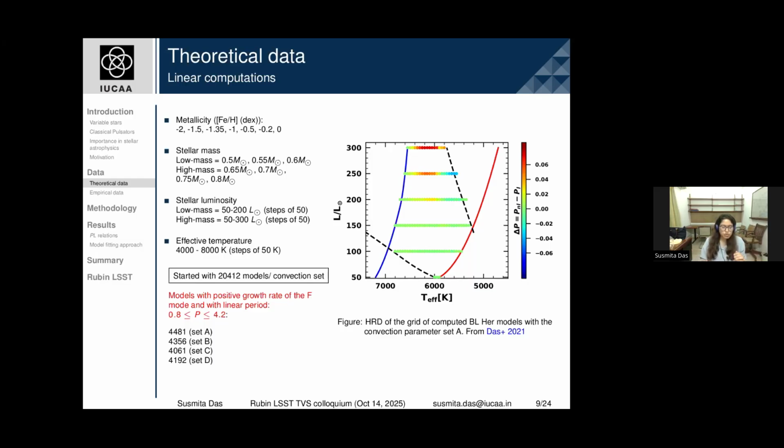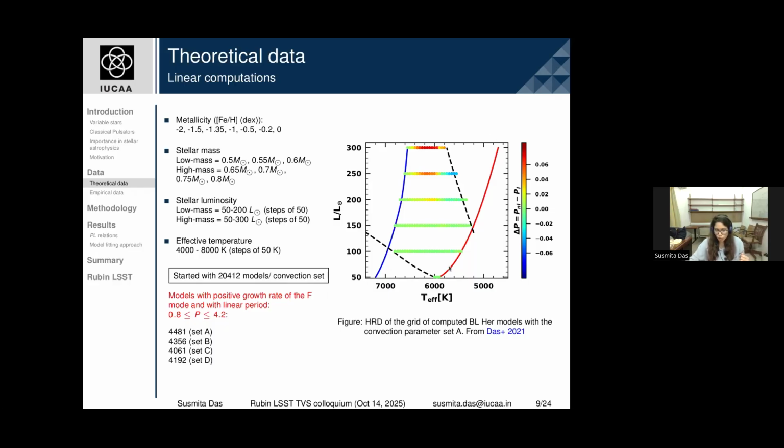So when we do all of these combinations over Z, X, M, L, and T, it results in 20,412 models per convection set. And then we have 4 convection sets. So that would be 20,000 times 4, right? So it would be computationally very expensive. So here what we do is we carry out what is called a linear computation. The output of linear computation is that it gives us the edges of the instability strip.